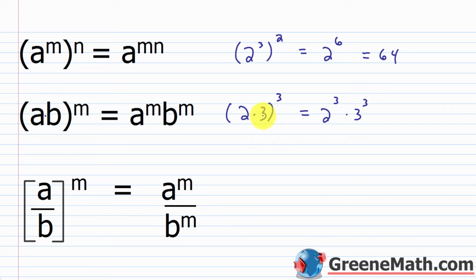2 times 3 is 6. 6 cubed is 216. If I do it this way, 2 cubed is going to give me 8. 3 cubed is going to give me 27. If I multiply 8 times 27, I get 216 as well.